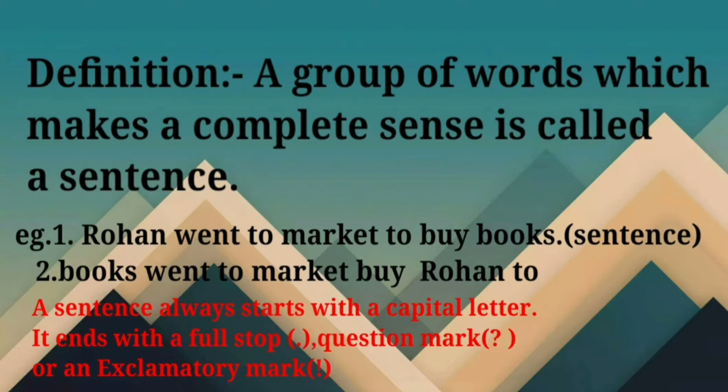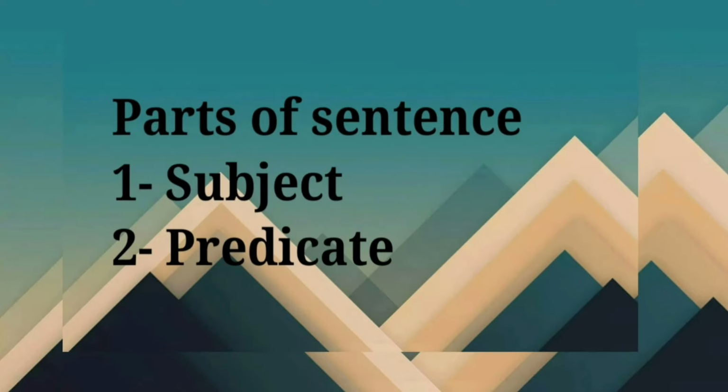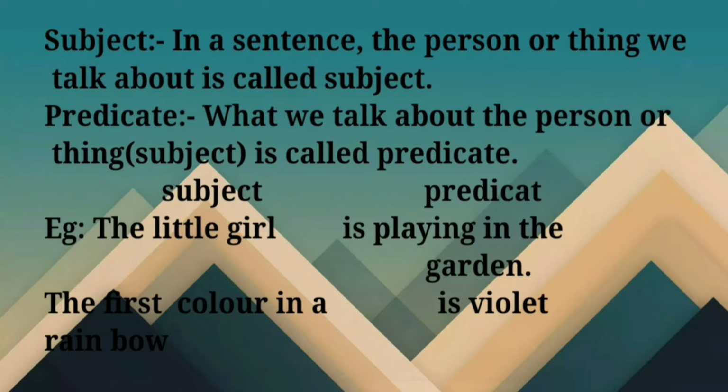An important thing about a sentence is that a sentence always starts with a capital letter and it ends with a full stop, question mark or an exclamatory mark. Parts of sentence. There are two parts of a sentence, subject and predicate. Subject: in a sentence, the person or thing we are talking about is called the subject. Predicate: what we say about the person or thing is called the predicate.